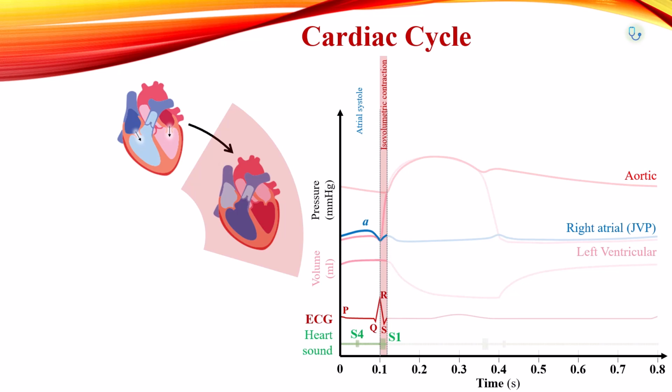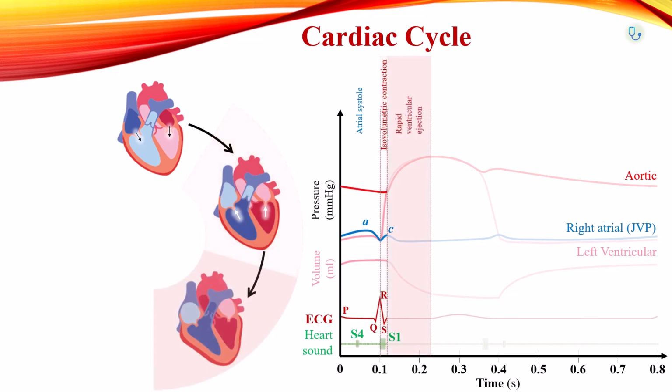At the same time, there is a slight increase in the left and right atrial pressure because the increasing ventricular pressure makes the atrioventricular valves bulge into the atria. This increase in the atrial pressure is termed the C wave. The aortic and pulmonary valves open when the pressure within the ventricles is higher than the pressure within the aorta and pulmonary arteries, causing rapid ventricular ejection.